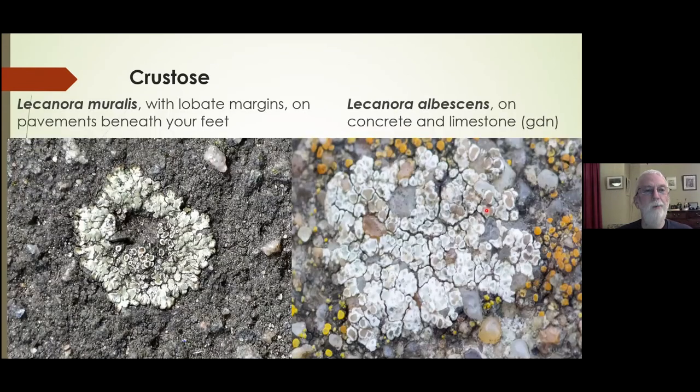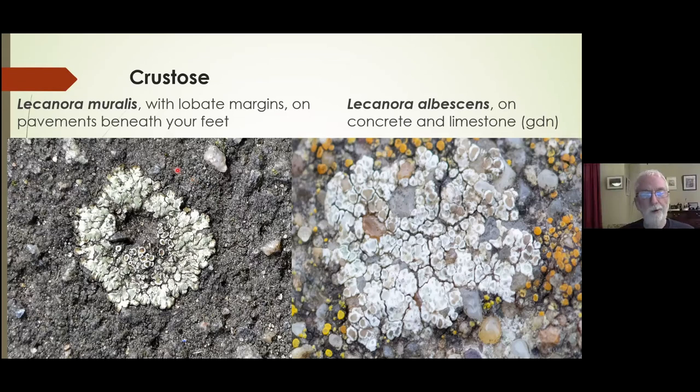The next step up really are crustose lichens. And crustose, as you might imagine, just means that the lichen is forming a sort of crust over the substrate. This is Lecanora muralis, which is the common chewing gum lichen. This is actually on tarmac in Windsor Road.